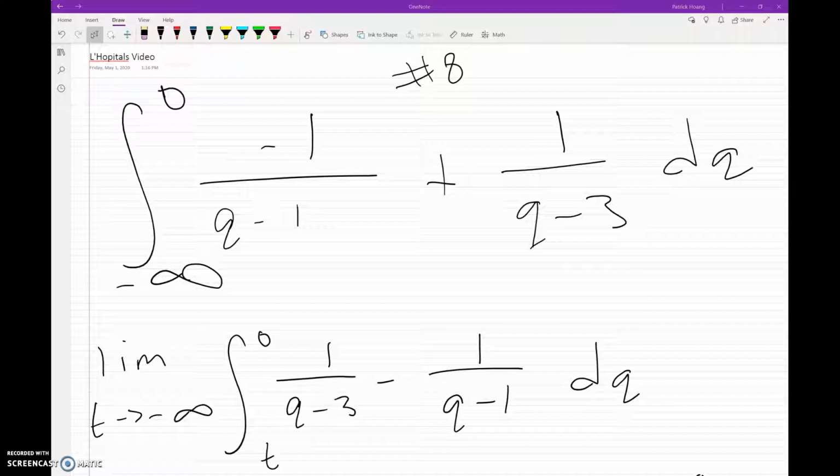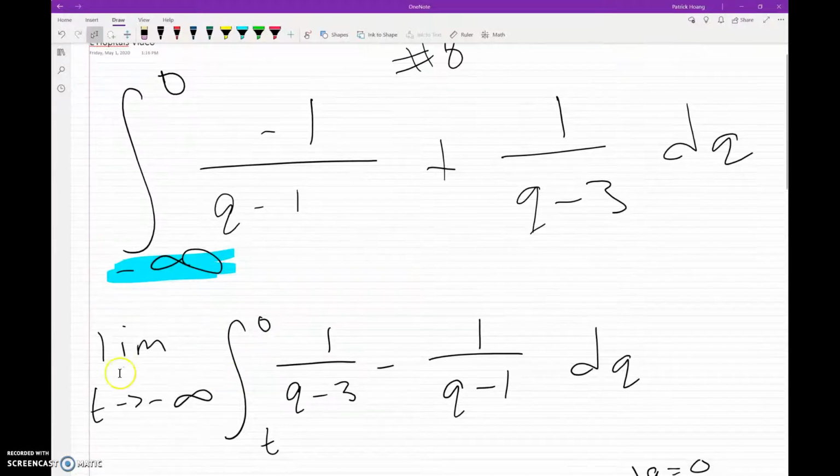Since this is an improper integral, specifically with an infinite bound, we're going to have to introduce a dummy variable, t, so that we can evaluate the limit as t approaches negative infinity from t to 0 of 1 over q minus 3 minus 1 over q minus 1. I flipped the terms because there's a minus sign over here.